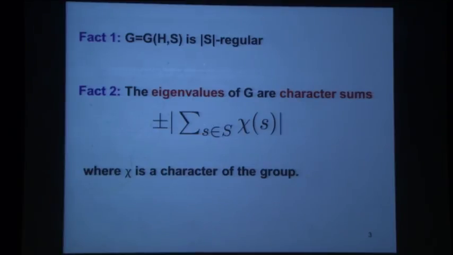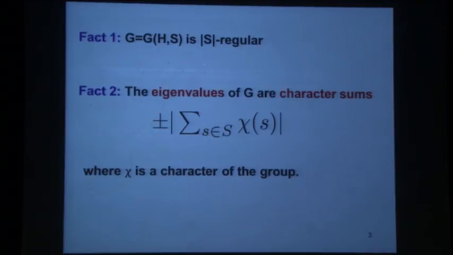And the eigenvalues here are given exactly. So you take a character of the group, and you take the sum of the character over all these generators, elements of S. You take the absolute value of it, and then it will be plus or minus that. And this is just because the eigenvectors are the characters themselves. They are eigenvectors of the square of the matrix. This is because it's a Cayley sum graph. If it's just a Cayley graph and not a Cayley sum graph, then the expression is the same thing without the absolute value, and basically for the same reason. Okay.